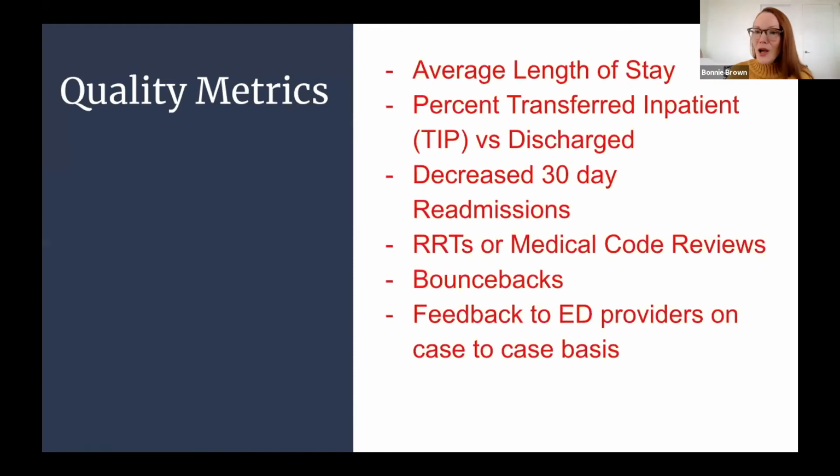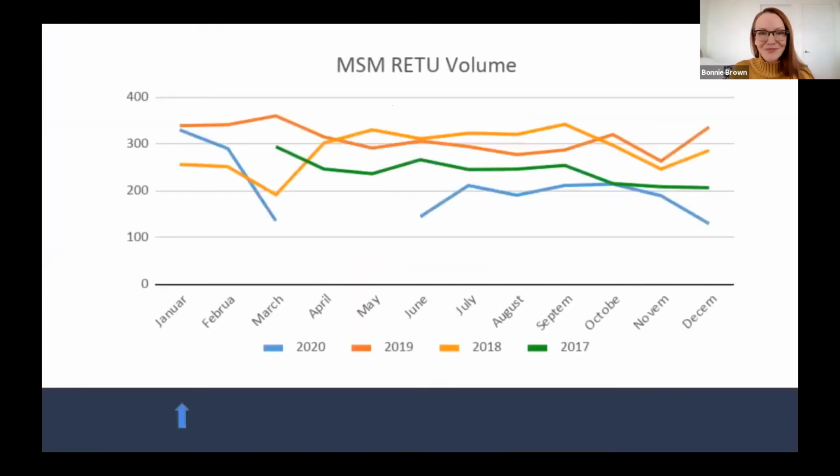And then I also provide feedback to the ED providers about the dispositions. If a patient ends up in the OBS unit that maybe should have been inpatient, then I might send them an email and have a little discussion about our exclusion criteria, those kind of things. So there's this open dialogue so that the patients get the correct dispositions moving forward.